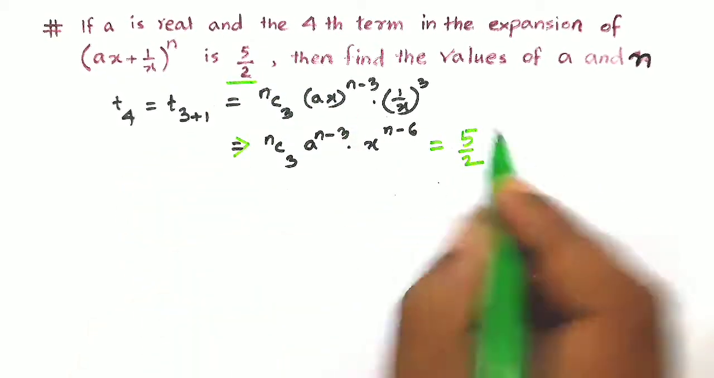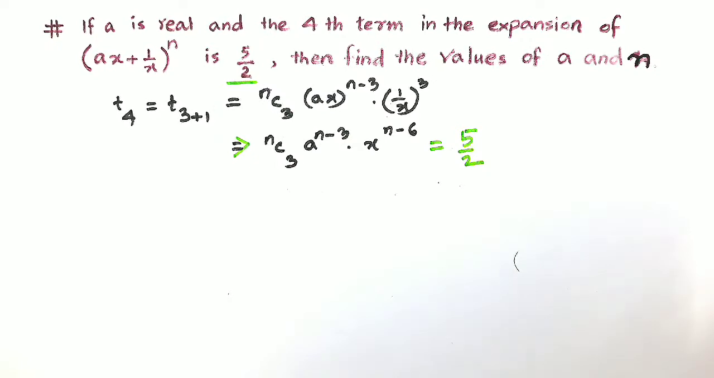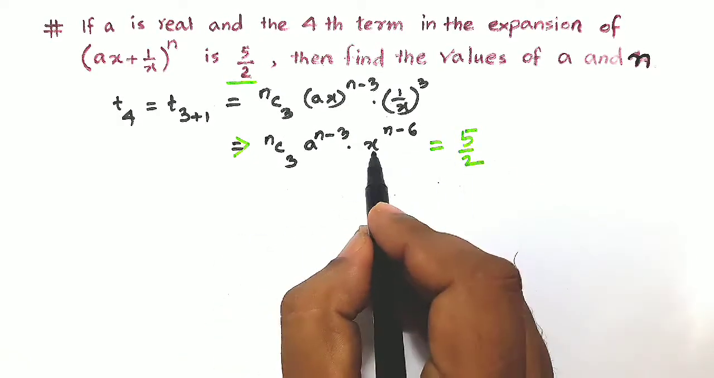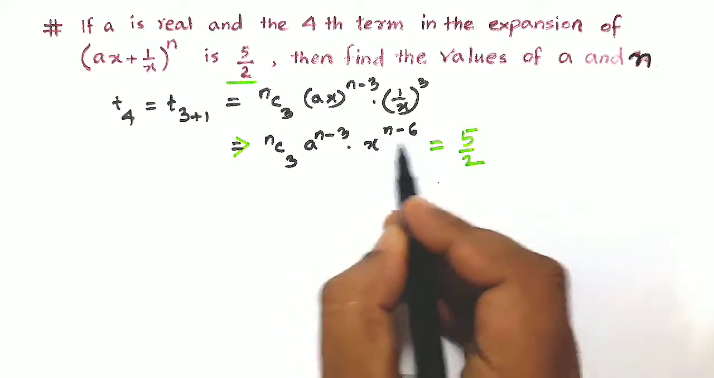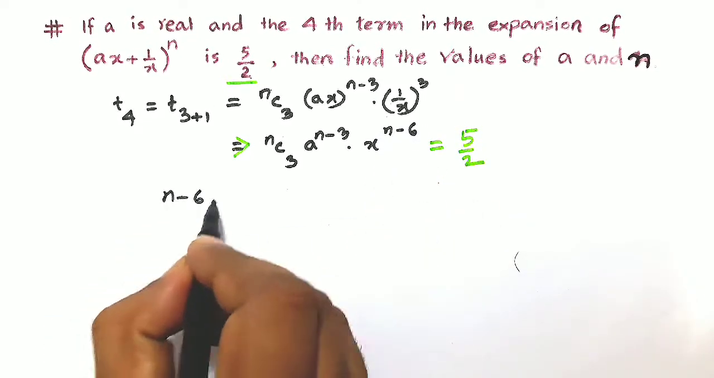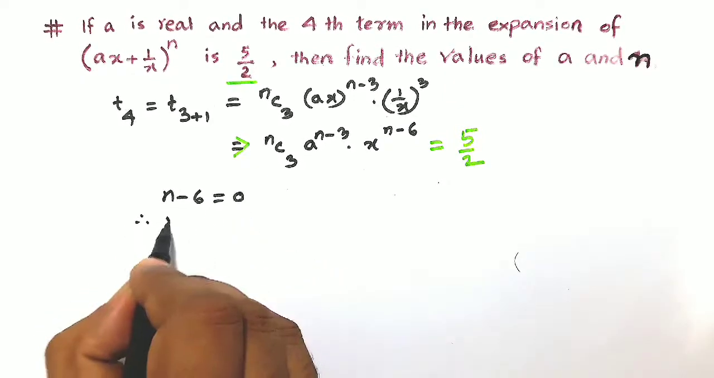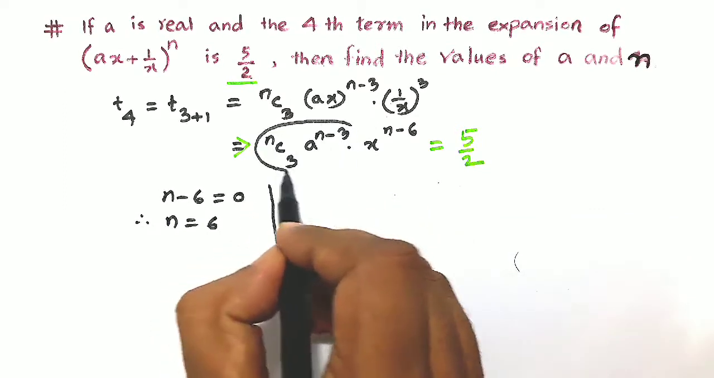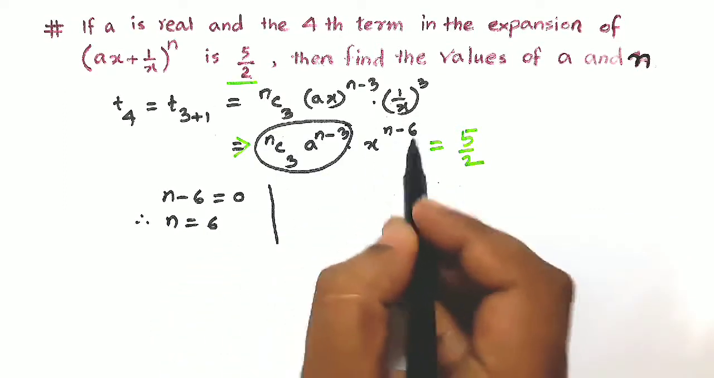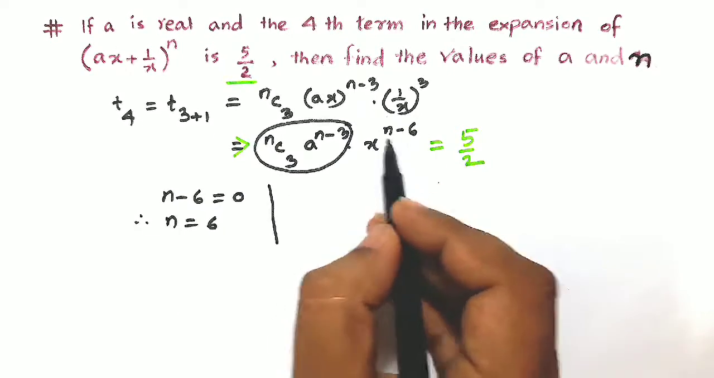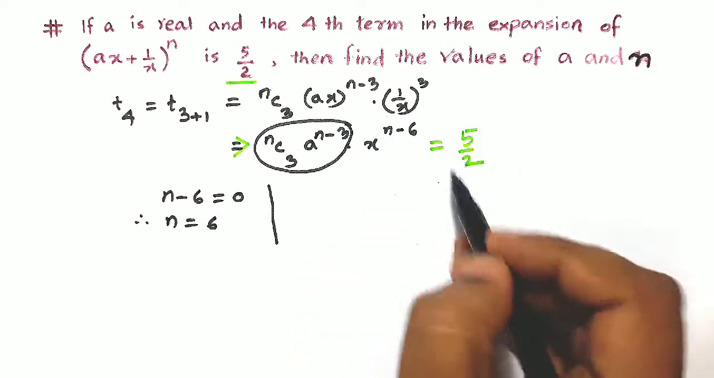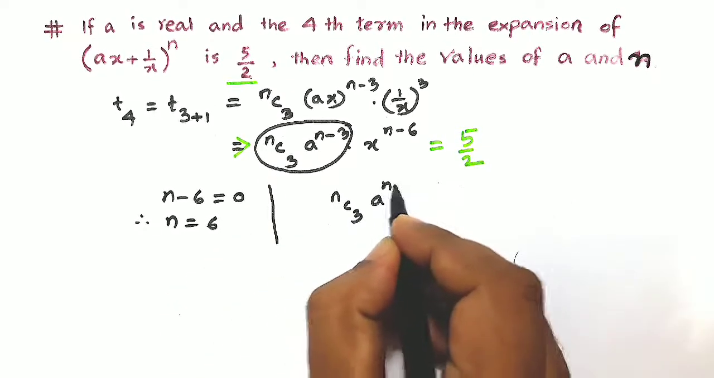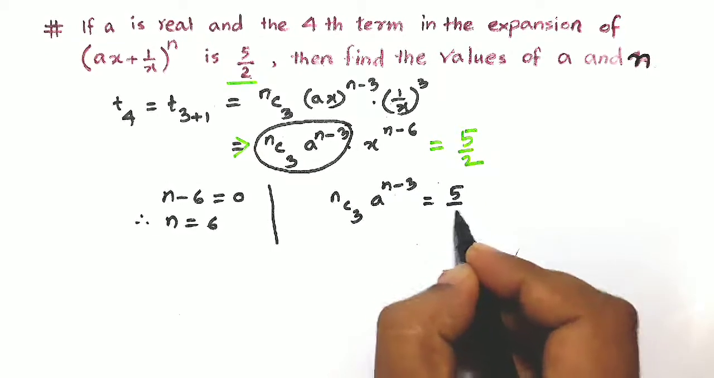Okay, from this one we shall find n. So the right side is a constant 5/2, that means the power of x will be 0, that means n minus 6 is equal to 0, so we are getting n is equal to 6. On the other hand, this is actually the coefficient of x^0, x^(n-6), this will be 0 because on the right side a constant is written. So nC3 a^(n-3) is equal to 5/2, isn't it?